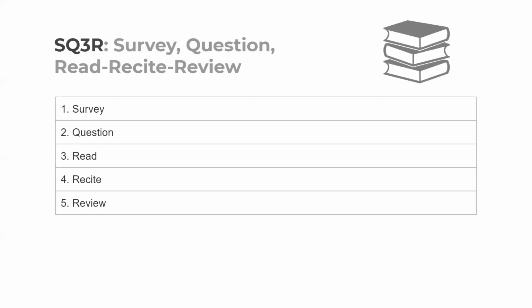Now we're going to look at a certain method for active reading. This is called SQ3R, and that stands for survey, question, read, recite, and review. The first step is survey. That means to preview the text, look at headings, structure, and so on.